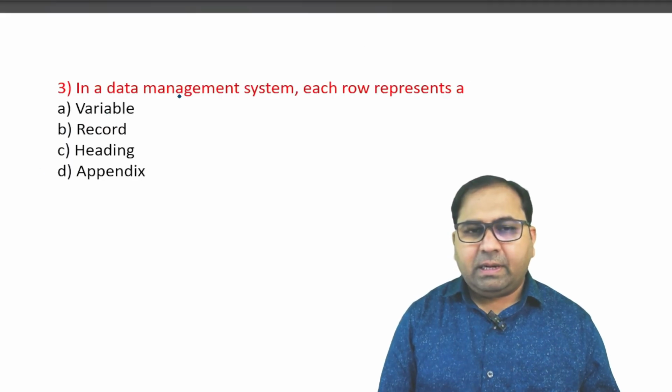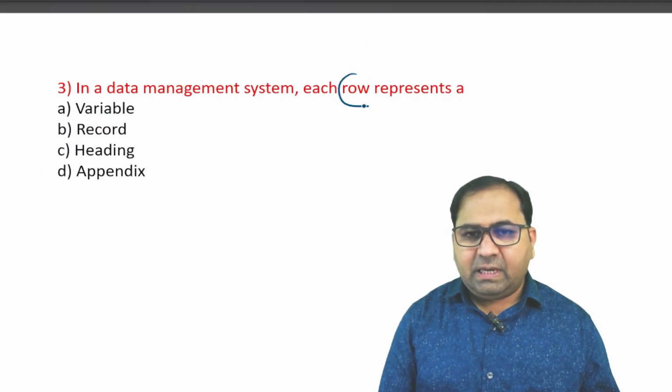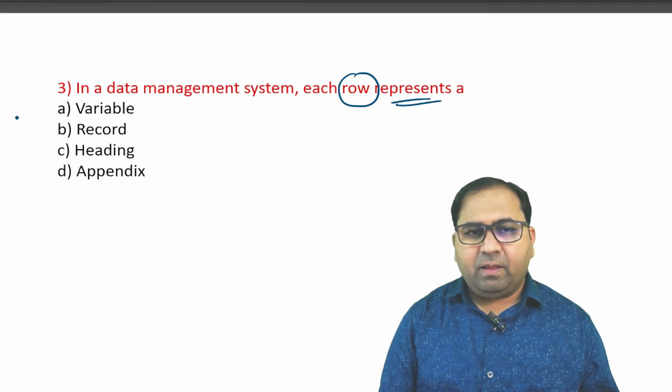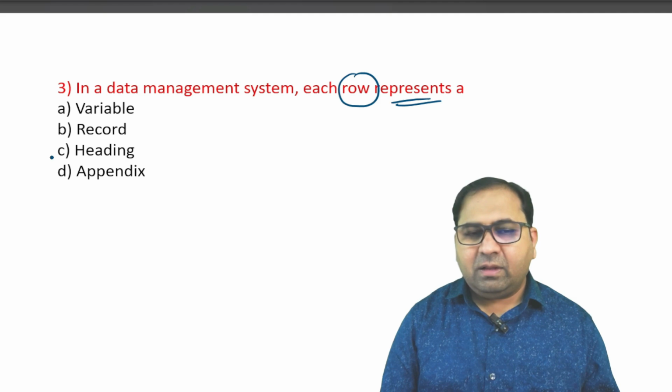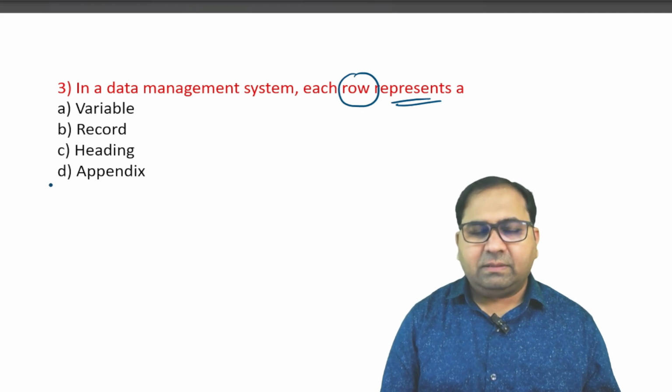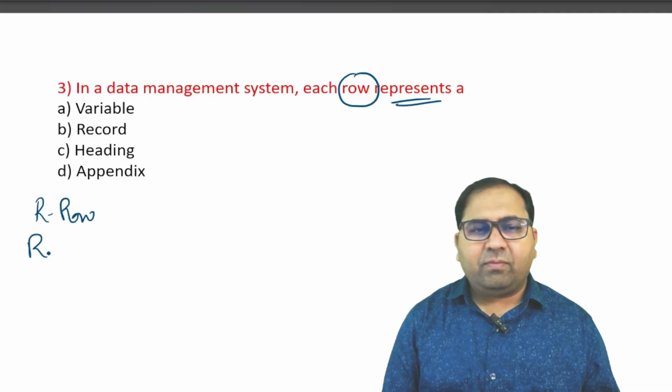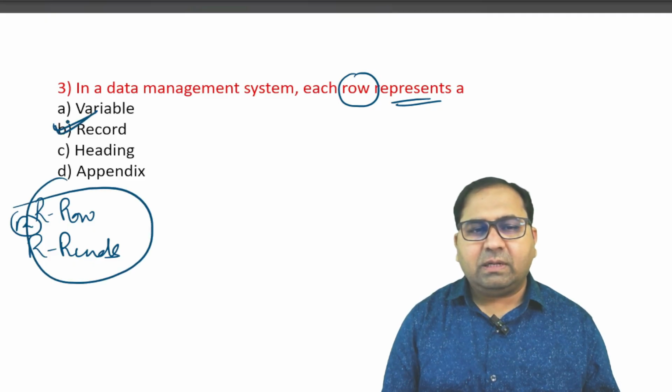Next question. In a data management system, each row will represent what? A. Variable. B. Record. C. Is heading. Or D. Is appendix. So what is the answer for this question? R for rows, R for records. Please remember this point. R. So R is the answer.